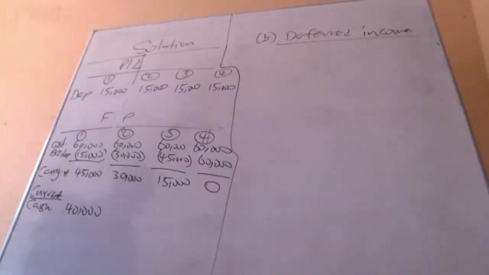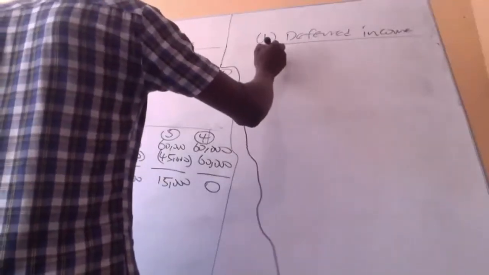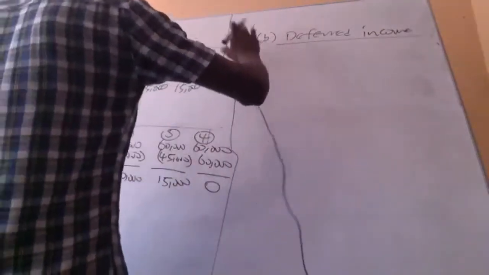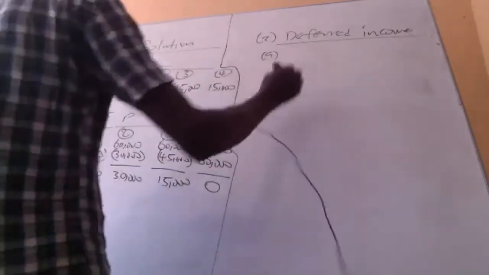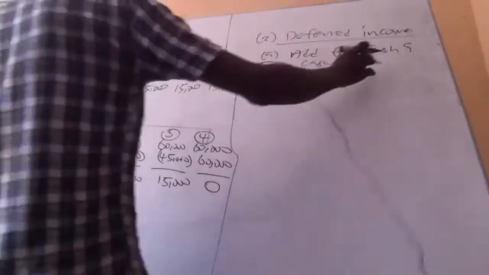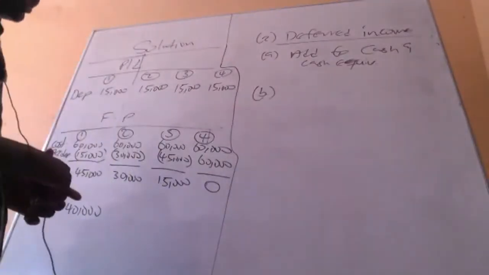So here, let's see how you will treat it. For the deferred income approach, first, if that's your first time recording, add it to cash. I think I used 1 there, so let me use 2 here, and let me still contain my A. Add it to what? Your cash and cash equivalent. So take notes, your cash and cash equivalent. Then B.